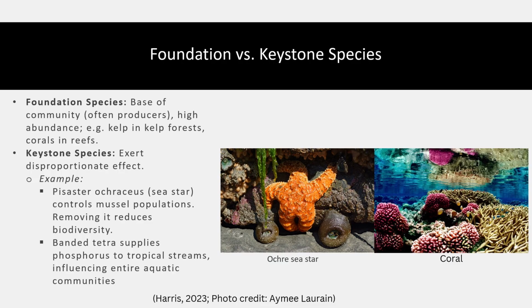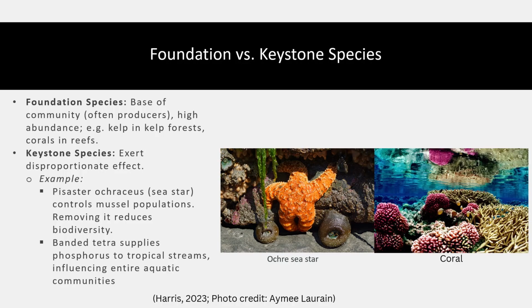Next, we're going to talk about two important community roles. The first is a foundation species. They're usually very abundant and they form the base of a community. These are often producers, but not necessarily all the time. We can see these in kelp forest or even coral.